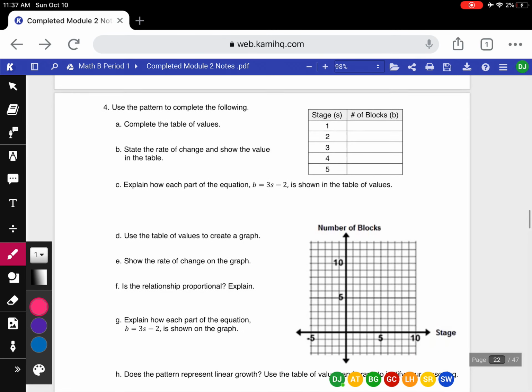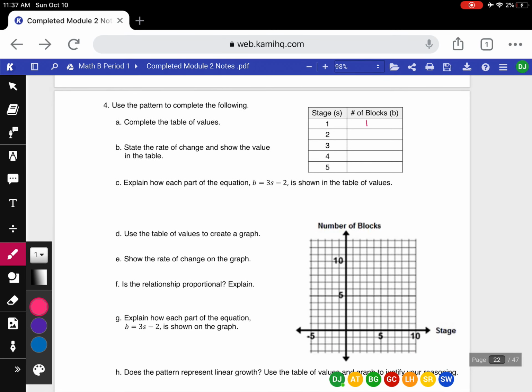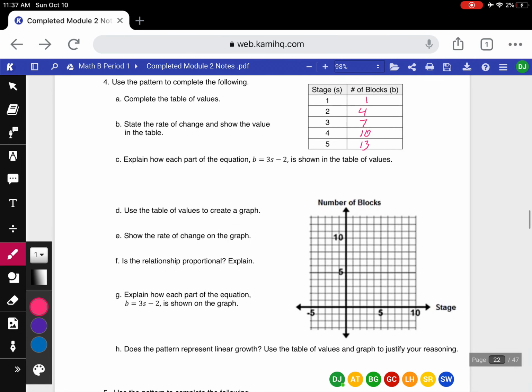Over here now, we can go ahead and complete the table values. So I had 1, then 4, then 7, 10, and finally 13. Now it says state the rate of change and show it in my table values. Well, in my table values, the rate of change is what I'm going up by. And I'm going up by 3 each and every time. And over here, we're going to divide that by how much my stage increases. So that means my stage increases by 1 each and every time. So the rate of change would be 3 over 1, which is just 3.